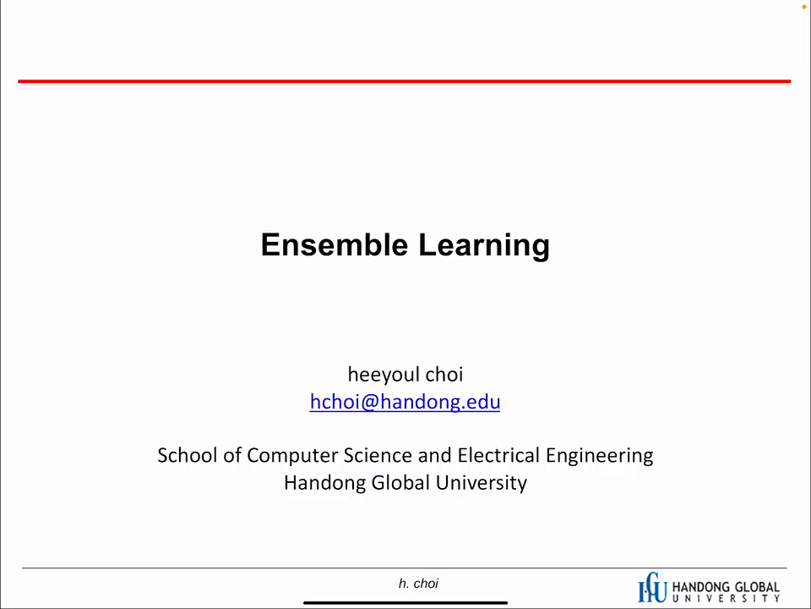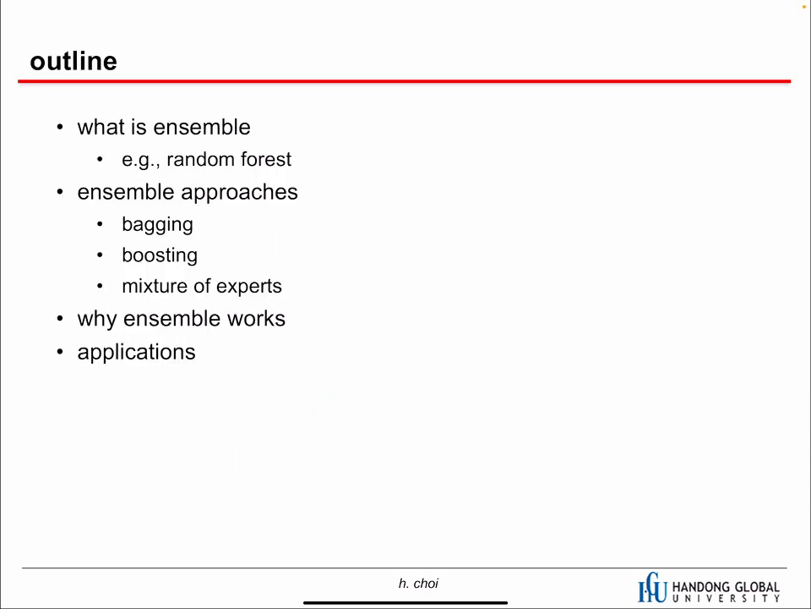Hi, this chapter is about ensemble learning. So this is the outline. First of all, we're going to talk about what it is. What is ensemble, with one example, a random forest. And then we'll talk about three different ensemble approaches: bagging, boosting, and mixture of experts.